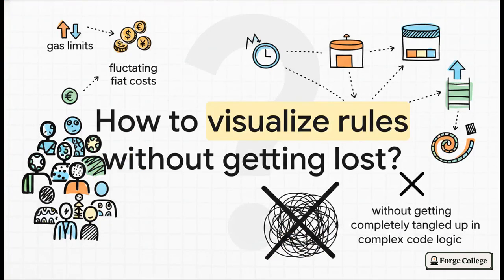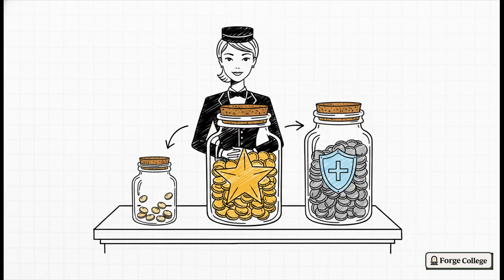So you might be wondering, when you're juggling multiple users, wild gas limits, and shifting fiat costs, how do you actually piece together those 5 primitives, the triggers, caps, quotas, prioritization, and fallbacks, without just getting completely buried in complex code logic? We use a handy mental model for this called the tiered concierge.